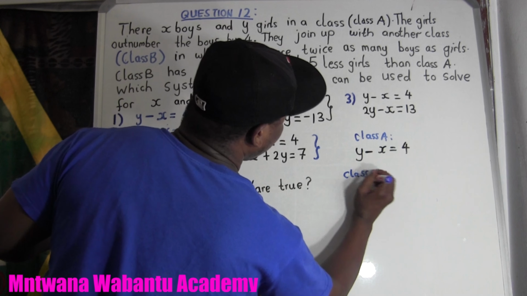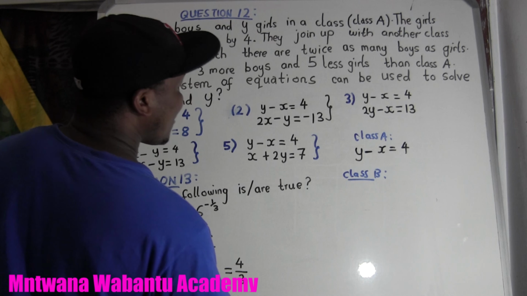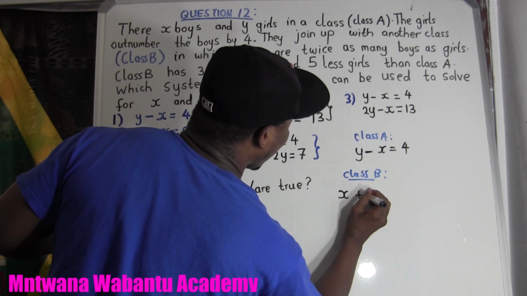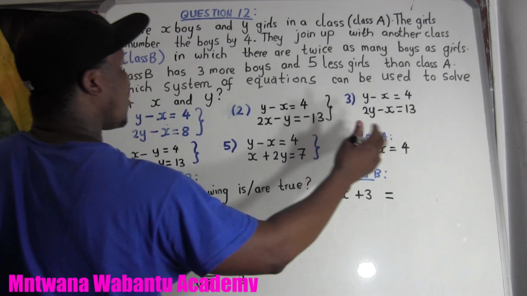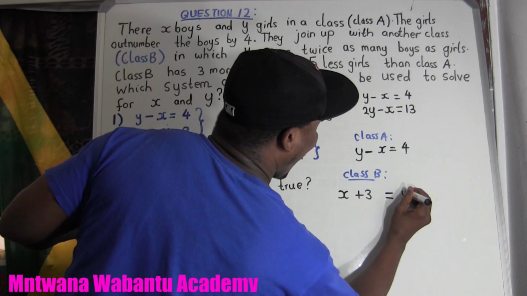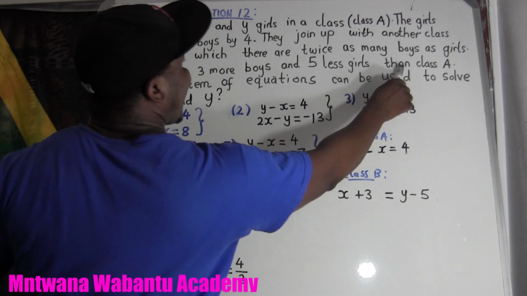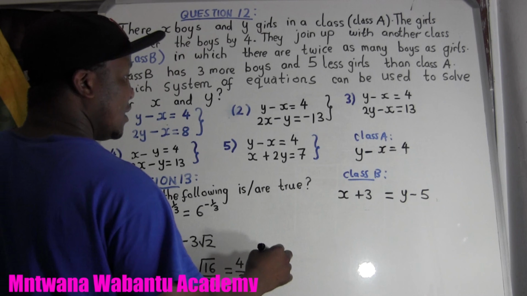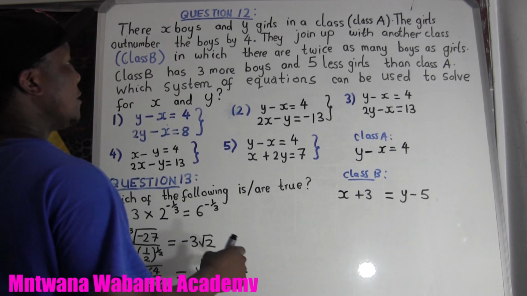Class B has 3 more boys. Boys are X, so X plus 3. And girls are Y, but there are 5 less than in class A, so Y minus 5. So girls are 5 less, but boys are 3 more.